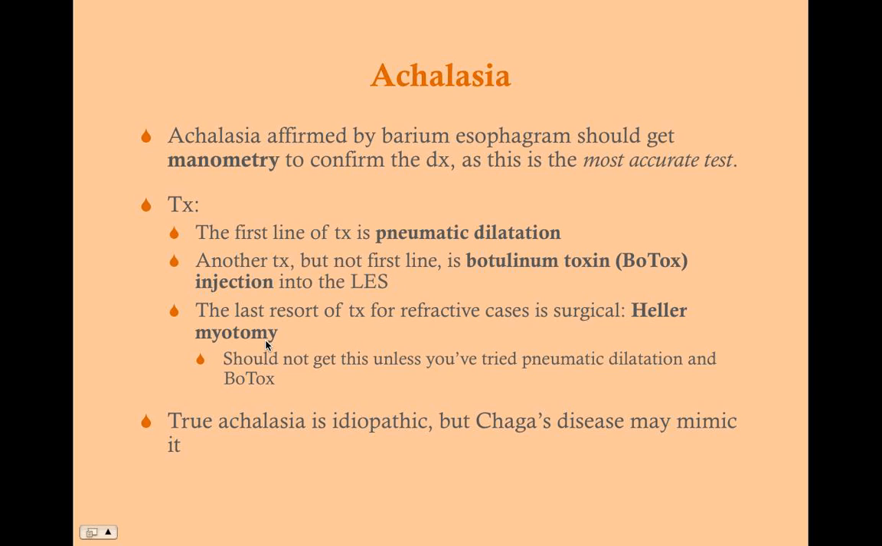But we prefer not to use that because of the reflux that can come from that. So you can go the opposite way, where you're getting reflux rather than not getting anything down. So the Heller myotomy shouldn't be done unless you've tried pneumatic dilatation and Botox. But the first line of therapy is pneumatic dilatation.